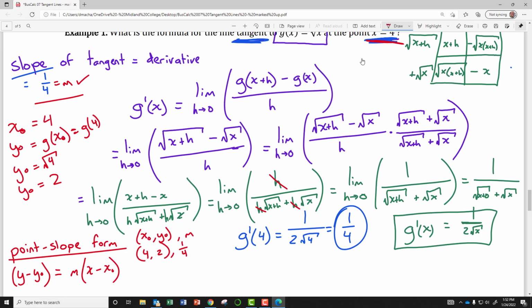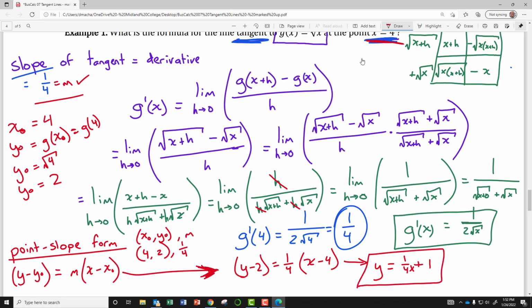So now using this point slope form over here, I'm going to write y minus 2 is equal to 1/4 times x minus 4. And just to rewrite it in a form that's explicit in terms of y, I'm going to add 2 to both sides and distribute that 1/4. And so this is going to be y equals 1/4 x minus 1 plus 2, so plus 1. And this is the slope-intercept form of our tangent line.